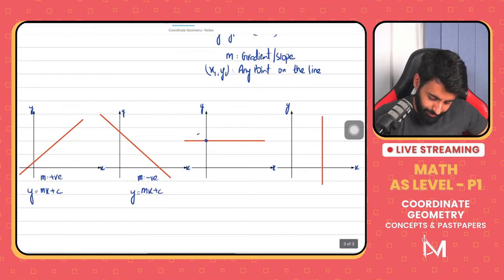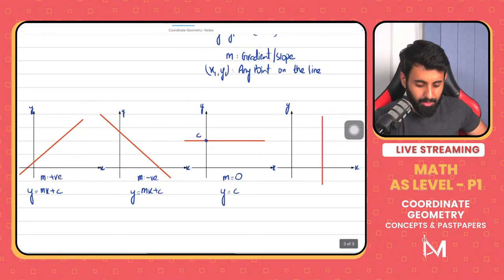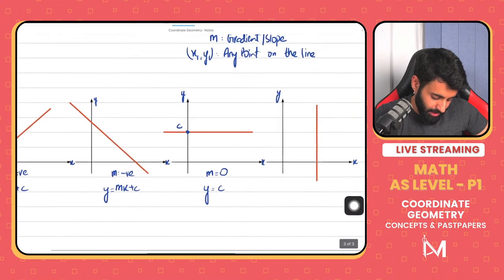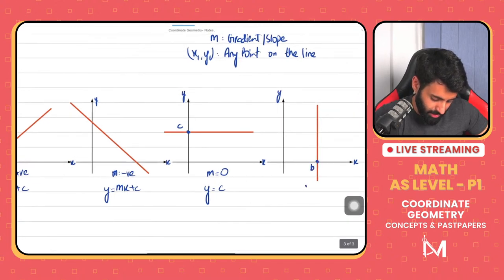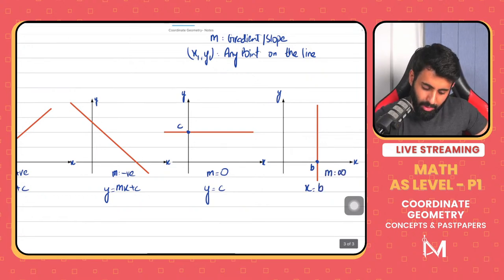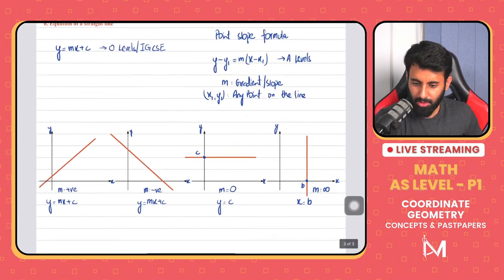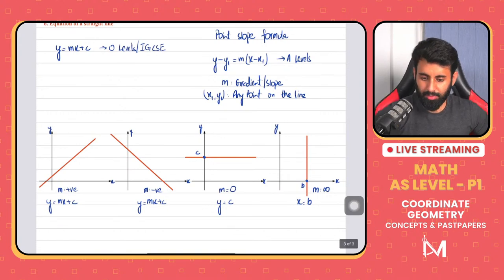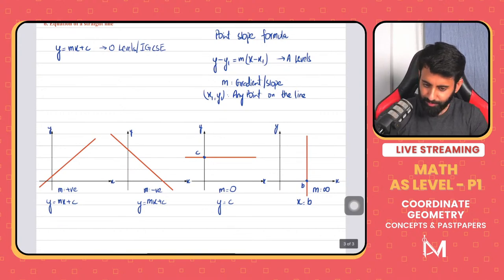Then if you have a horizontal line with gradient zero, what will its equation be? Its equation will be y is equals to c. So for example, let's say you have a horizontal line cutting the y-axis at 2, its equation will be y is equals to 2. And if let's say you have a vertical line which is cutting the x-axis at b, now we know that the gradient of this line is going to be infinity, but what about the equation? It's going to be x equals to b. So just by looking at the line, you should be able to determine what the equation will look like. Not the exact equation, obviously that's not possible, but you should be able to determine what the end equation will look like, okay?